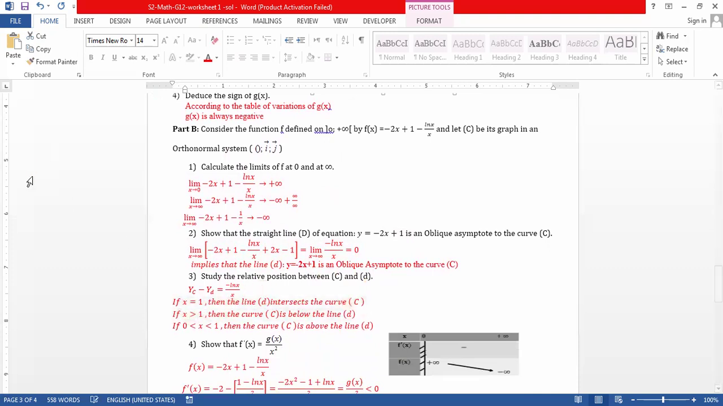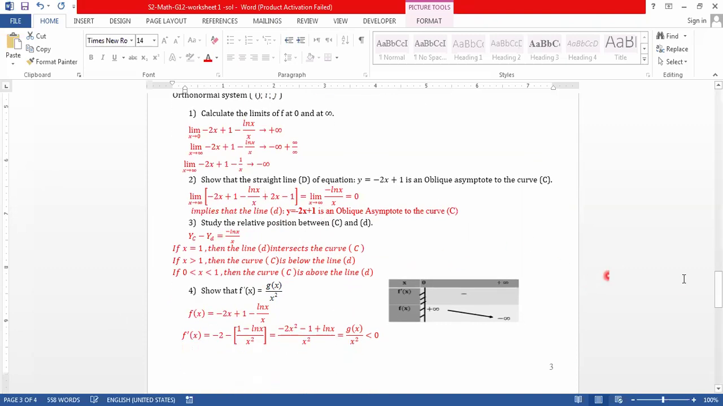The same table, we do it again. We have a table. This is the root. Okay, here we have minus, plus, minus. So between 0 and 1, the curve is above the line. Between 1 and plus infinity, the curve is below the line. Those are very important because when you want to draw the curve, they show you whether the curve is below or above the asymptote.